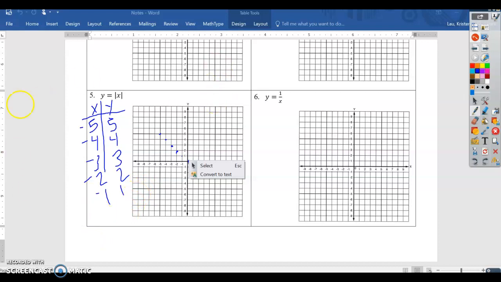And basically, I should have said this in the beginning, and I apologize. Absolute value is just basically how far away this number is from 0. So if x is -5, it is 5 spaces away from 0, so that's why the absolute value of -5 is 5. The absolute value of -4 is 4 units away from 0, so that's why it is 4, and so on. So we should see that this is a V-shaped graph like that. Okay?